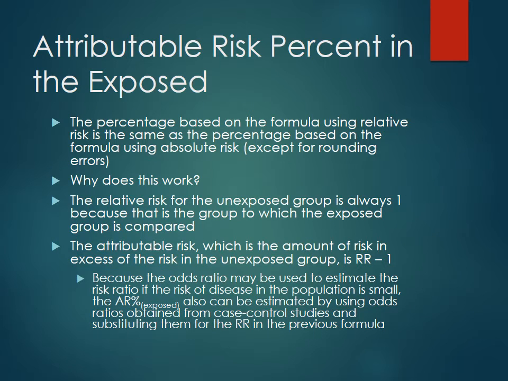So the percentage based on the formula using relative risk is the same as the percentage based on the formula using absolute risk. It works because we're using the relative risk in the unexposed group as 1, because that's our baseline. So just subtracting 1 from the relative risk of the exposed group, divided by that relative risk, and you get the same values. Really, the only difference you might see is some rounding errors. So that's why the number is a little bit different, but essentially they're the same.